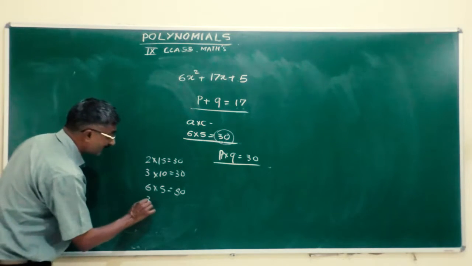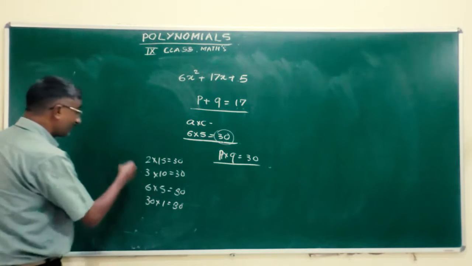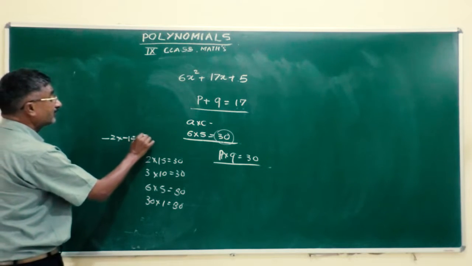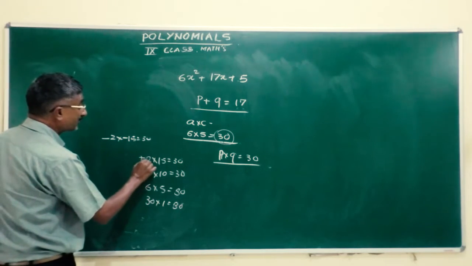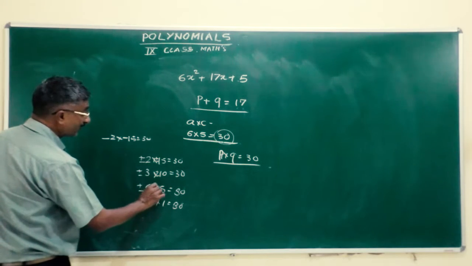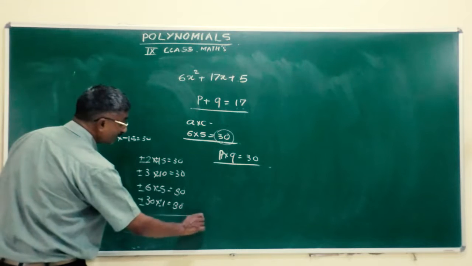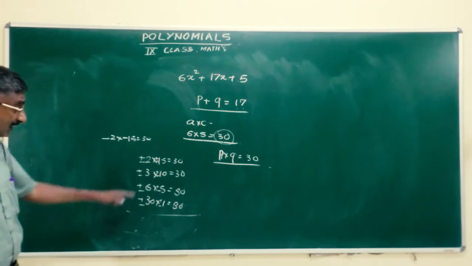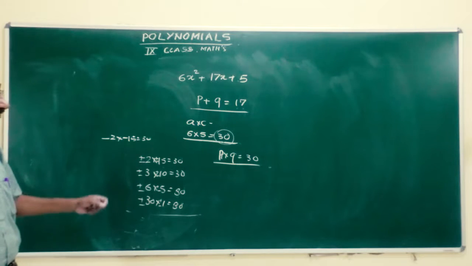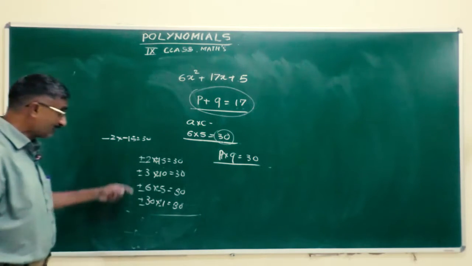So we can make 30 multiplied by 1 is equal to 30. So with the same thing, that is minus 2 multiplied by minus 15 is equal to 30, means we can use plus and minus combinations. So these are the different P and Qs. We have to select such P and Q values so that we can get the summation 17. So you can see here.